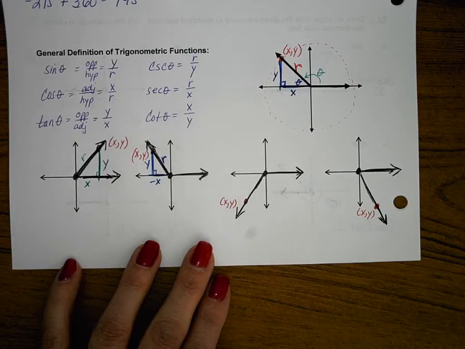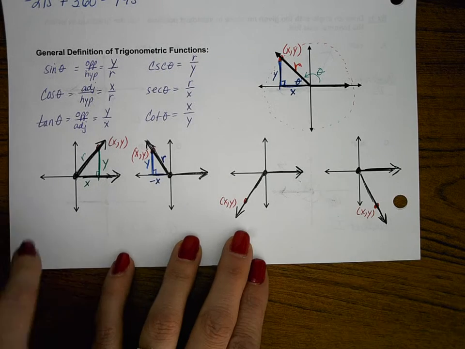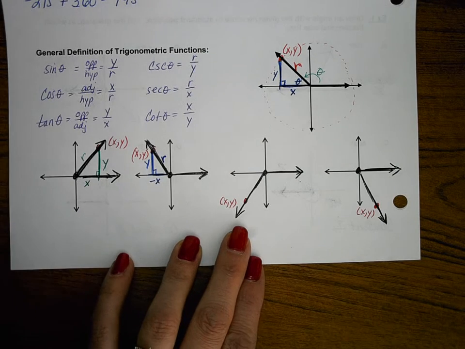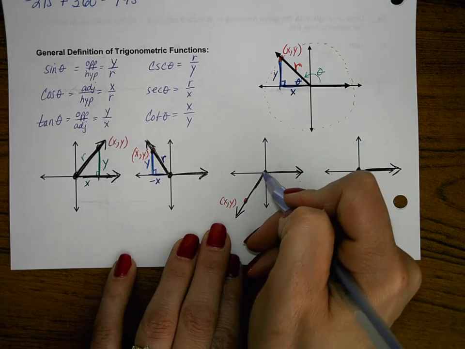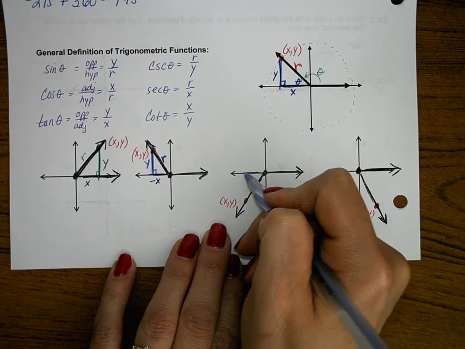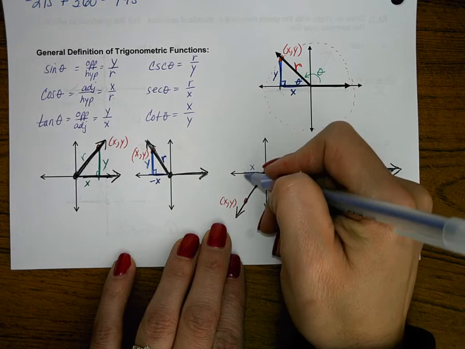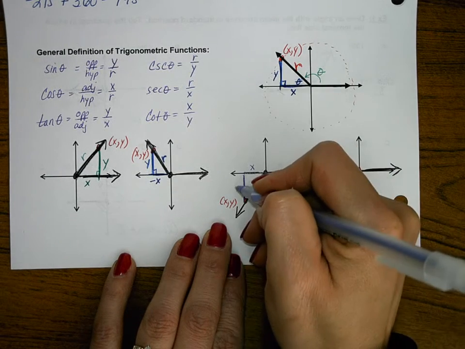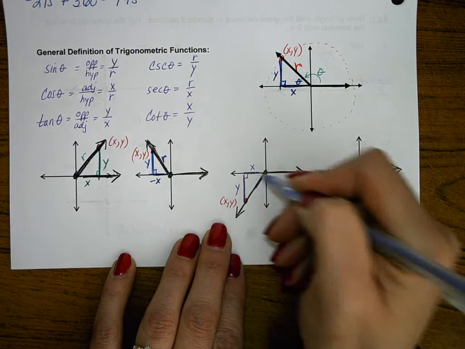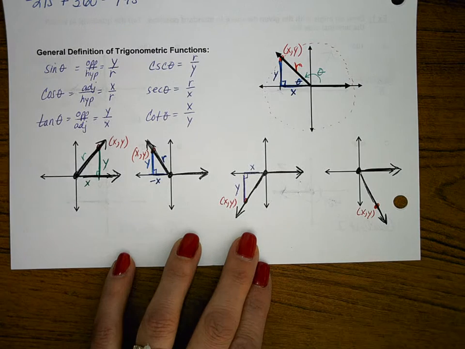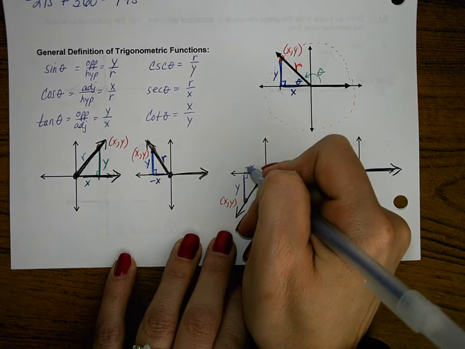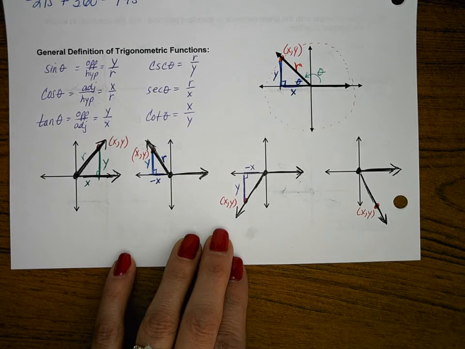X is always our movement on the x-axis, just like when we're graphing our points. Yep, absolutely. Okay, let's come over here. How do I get to this xy? Well, I move to the left x, and then I go down y. Now, when I move to the left x, what kind of number is that going to be? It's going to be negative. When I move down y, what kind of number is that going to be? It's going to be a negative.